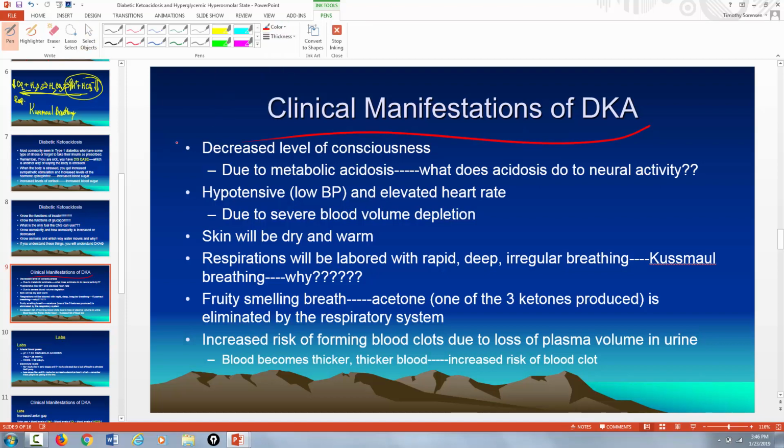So the clinical manifestations of DKA, right? Decreased level of consciousness, acidosis decreases neural activity, they're going to be hypotensive, skin's going to be warm and dry, they're going to have that Kussmaul breathing, the acetone. Now, because you're peeing out all that volume, remember, blood is water and the formed elements. And if you're peeing out all that water, the blood becomes much more viscous, and that increases the risk of blood clotting.